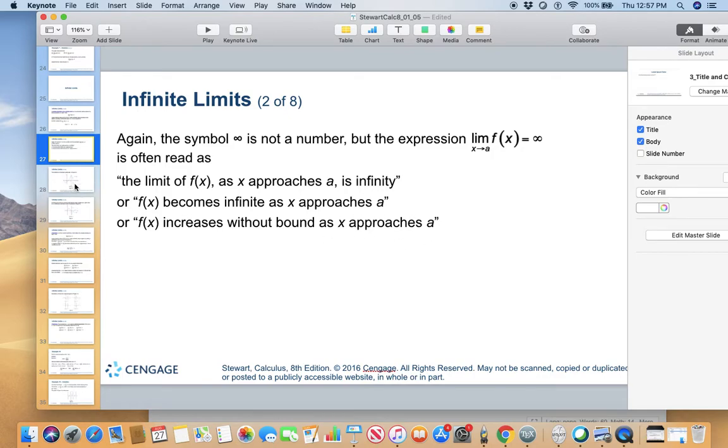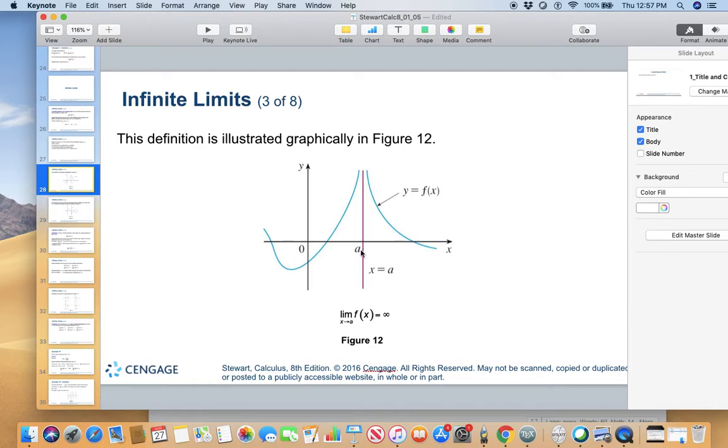What does this mean? Here is a picture. So here is value A. At A, notice f is not defined. But to the left of A, my function is growing indefinitely. That's what it means to grow without bound or approach infinity. Likewise on the right, my graph approaches infinity as x approaches A. As we get nearer and nearer A, the graph goes to positive infinity, on both sides. That's why it is called an infinite limit.